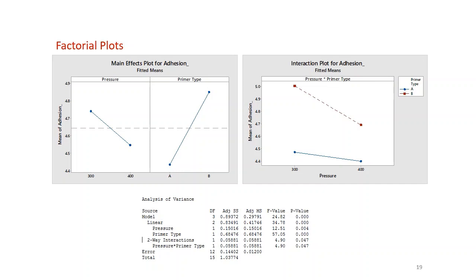Now that we've fit a model to the data and checked the assumptions, let's use the model to understand the effects and determine which primer type and spray pressure will maximize the paint adhesion. The main effects for both primer type and spray pressure are statistically significant, and the interaction is also significant with a p-value of 0.047. So we must evaluate the effect of the two factors jointly.